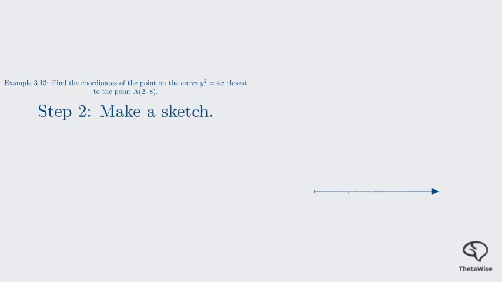Let's draw a graph to understand the situation. We have a parabola y squared equals 4x, which opens to the right. We also have a point A at (2, 8). We need to find a point B on the parabola, let's call it (x, y), such that the distance between A and B is as small as possible.